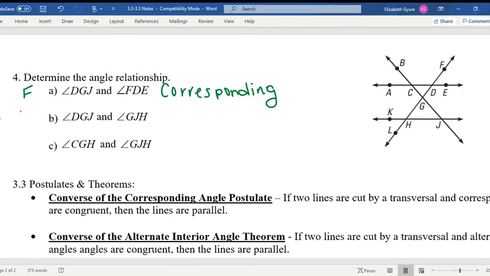Okay. Now we're going to look at angle DGJ. DGJ, that's this one again. And angle GJH. GJH. That one's right here.